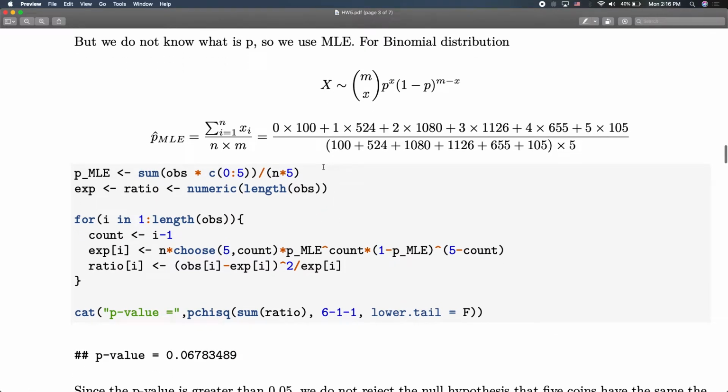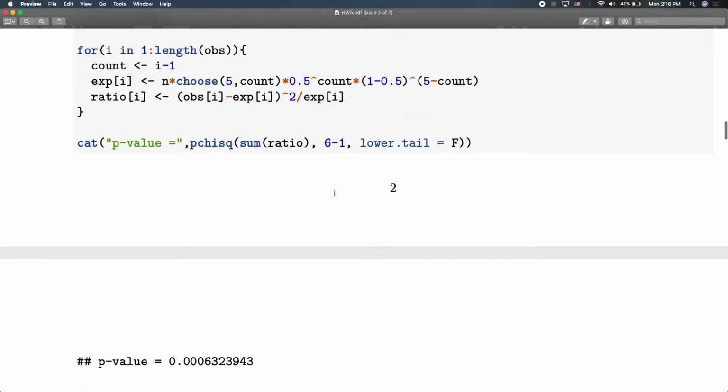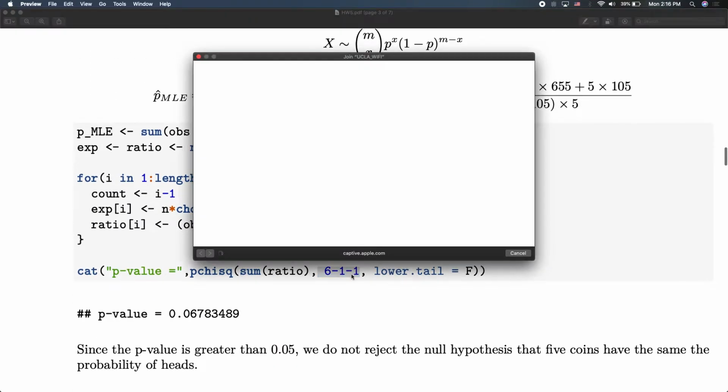So here we calculate the P based on this data set instead of 0.5. And then we repeat the same thing. And just to make sure that this P here is no longer 0.5, it should be the one that we calculate from our original data set. That's the difference. And then the last difference is that right now the degree of freedom, instead of 6 minus 1, we have 6 minus 1 minus 1.